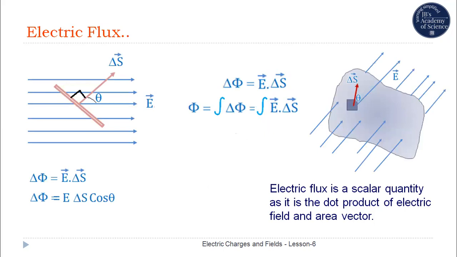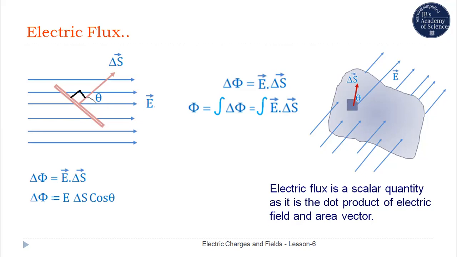Now, how to calculate electric flux passing through the area? Consider a small area delta S placed in an electric field at an angle theta. Let E be the electric field. Then the small flux passing through this small area delta S is the electric field into the component of the area in the direction of the electric field. Here, for our convenience, we have considered a uniform electric field. That is why all the electric lines of force are parallel to each other.